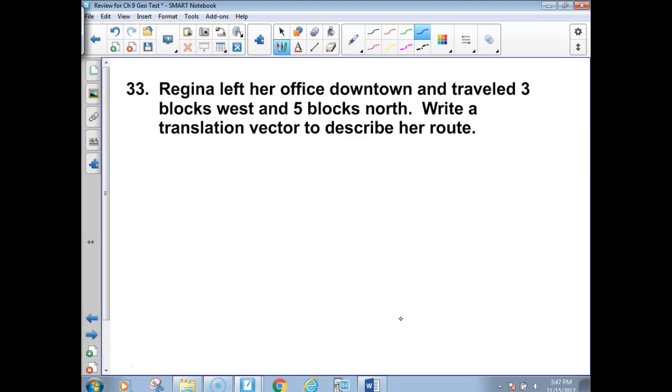33. Regina left her office downtown and traveled 3 blocks west, which would be going to the left, and 5 blocks north, which would then be going up. Write a translation vector to describe her route. A vector is in this kind of notation, with those pointy brackets. When you're doing x values, if you go left, you're going negative. To the left is negative, so that'd be -3. And then if you're going up, that would be +5.